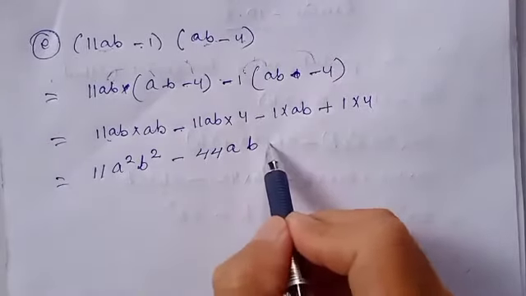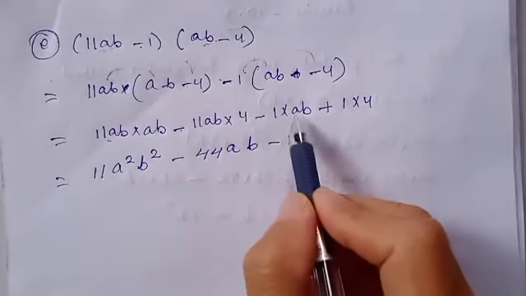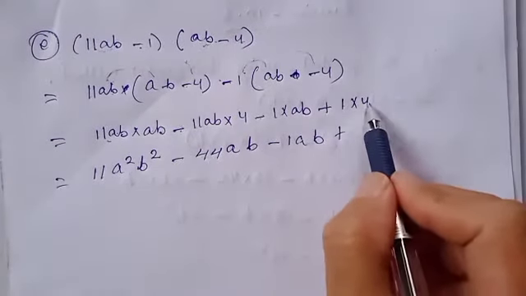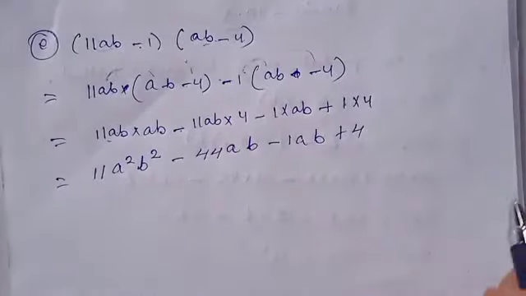Okay. Minus. Number we have only 1. A we have only 1. B only 1. Plus 1 and 4, 1 4 is 4. No letters, right?